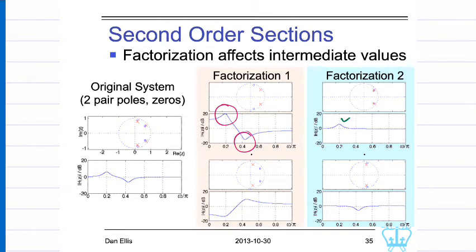But what I can do in factorization 2 is, you see, I choose my pole zero pair for my H1, let us say, in such a way that my poles and zeros are very close so that the overall gain or overall overshoot becomes small.